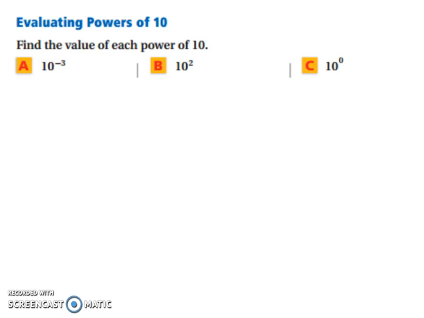Let's practice. So we're going to find the value of each power of 10. So we're going to start with 1, and in this case, we're going to move the decimal 3 places to the left. So 1, 2, 3. Fill in our little holes here. So it's really 0.001. Take a moment and pause the video and try B and C. When you return to the video, the answer will be revealed below.